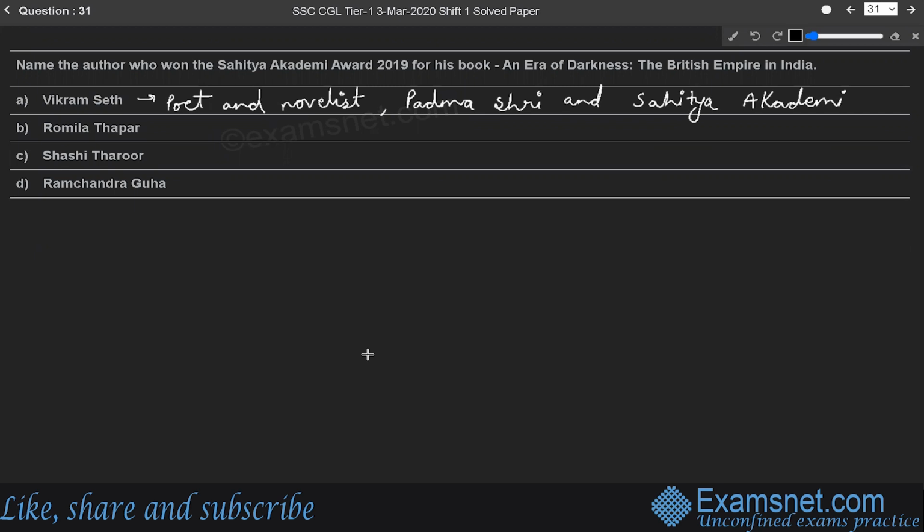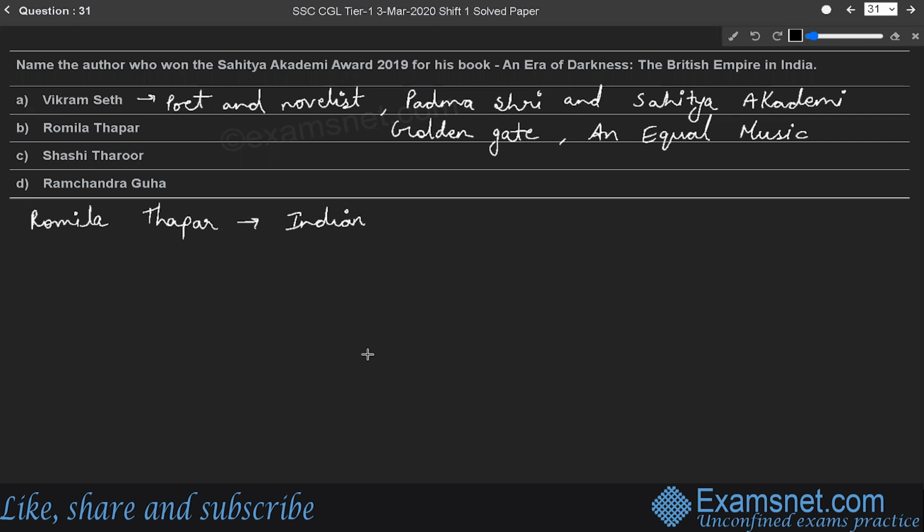He also did many award-winning works like Golden Gate and An Equal Music. Okay, so now the second person is Romila Thapar. Romila Thapar is an Indian historian and was awarded the Padma Bhushan.